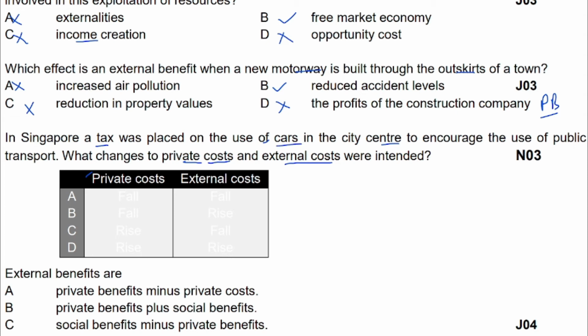So option A is false, we will cross it. So option C and D can be the correct answer. Now coming to external cost, we can also cross these values because we have already crossed private cost here. So what will happen to external cost? External cost is basically cost to the third party.